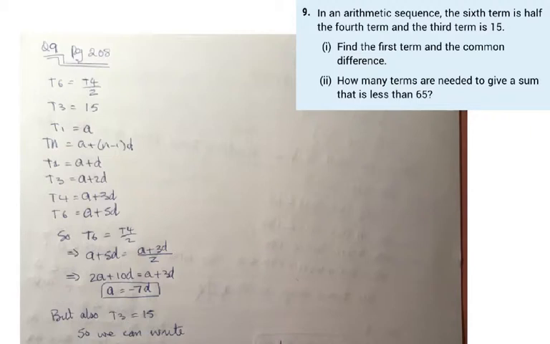So if T6 is equal to T4 divided by 2, we can replace T6 with A plus 5D, and we can say T4 is equal to A plus 3D, and we divide it by 2. And then we solve that algebraically to give us that A is equal to minus 7D.